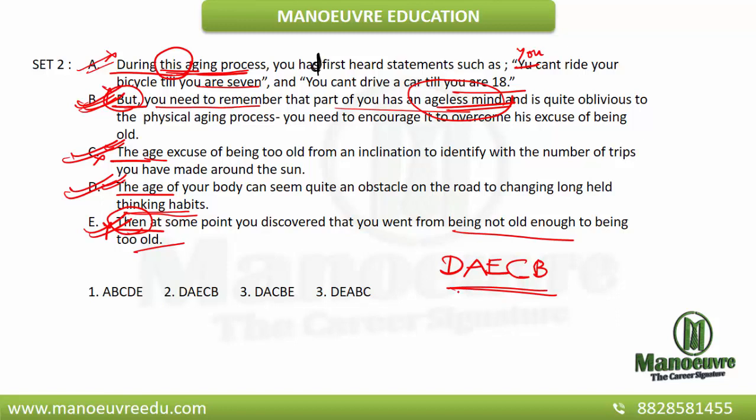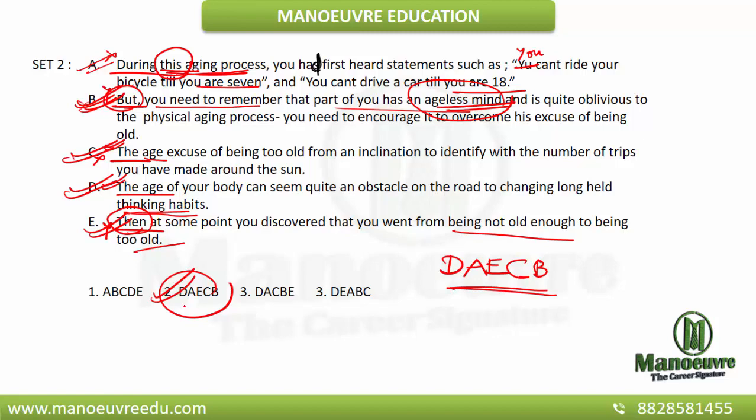Let us see which of the options we can find this. It is option number 2, D, A, E, C, B. This is going to be the correct sequence of our answer, right? I hope you are following how we are solving these para-jumble questions. These are extremely important from your CET point of view.